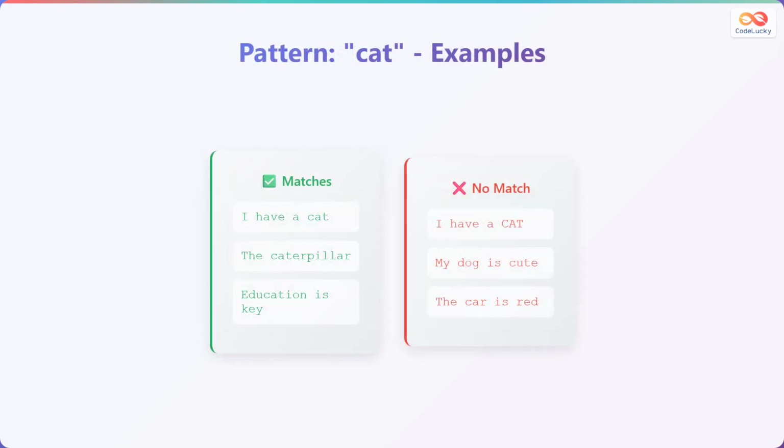Here are a few examples of how the pattern cat works. The expression matches strings like "I have a cat", "the caterpillar", and "education is key". However, it will not match "I have a Cat", "my dog is cute", or "the car is red", because the case and sequence of characters must be exact.